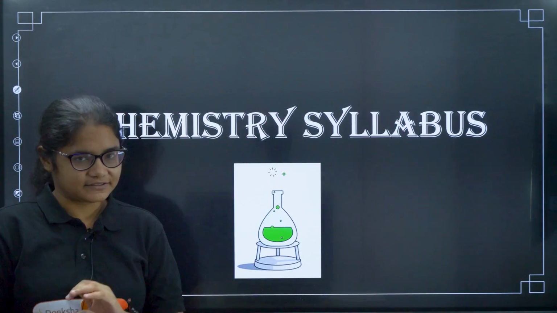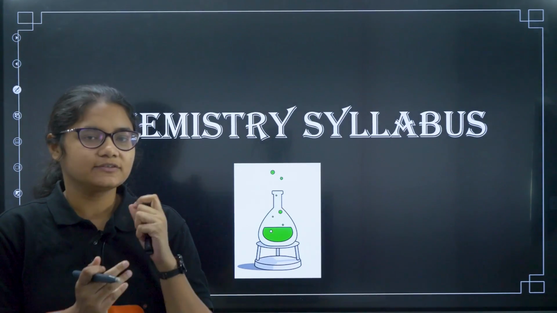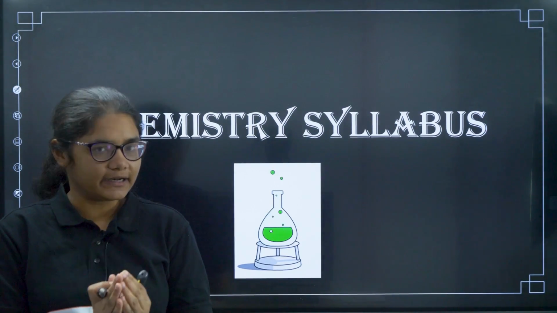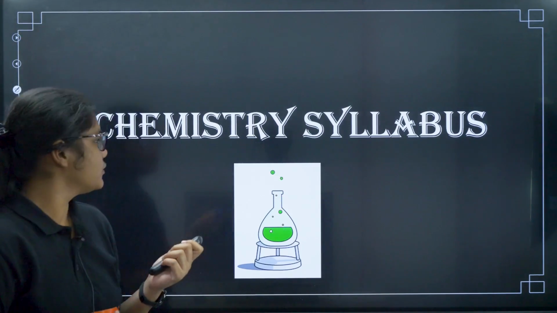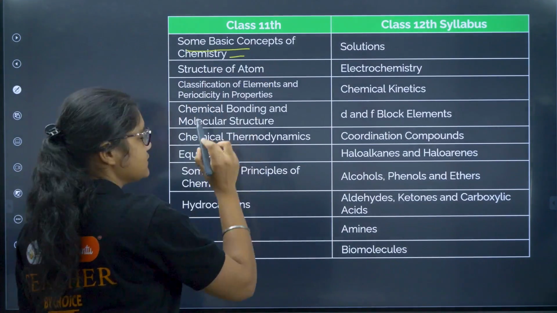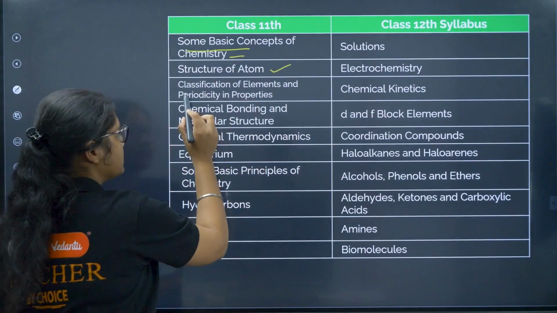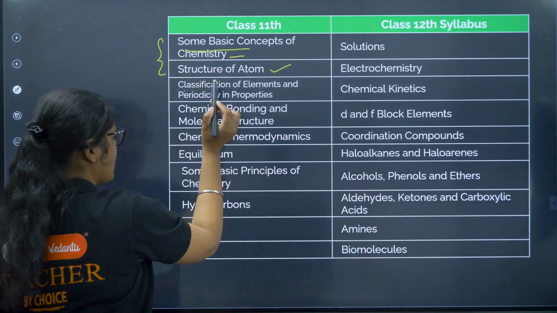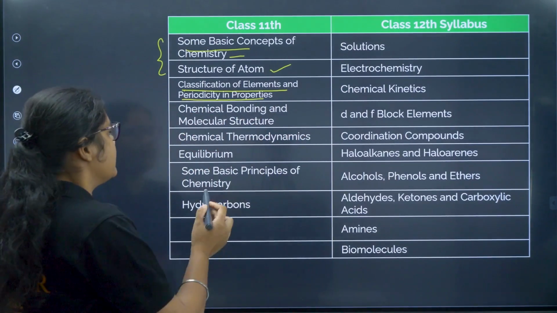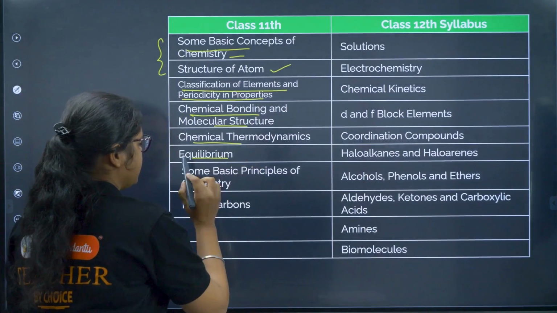Next is our chemistry syllabus. So let us see them. In chemistry, some chapters were deleted. In the COMEDK, whatever syllabus is mentioned, the deleted portions are not there. From your first PU, the first chapter is some basic concepts of chemistry. The second chapter is structure of atom. Then classification of elements and periodicity in properties. Next you have chemical bonding and molecular structure, thermodynamics, and equilibrium.